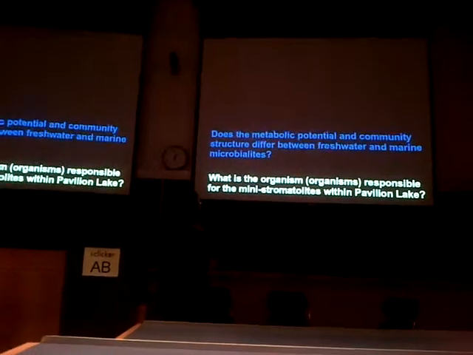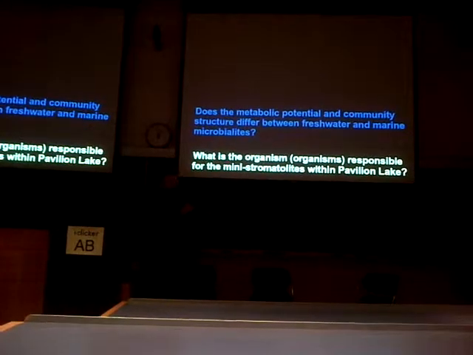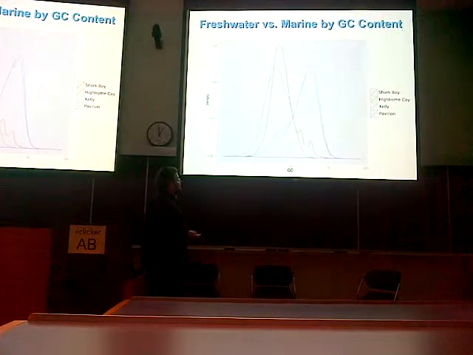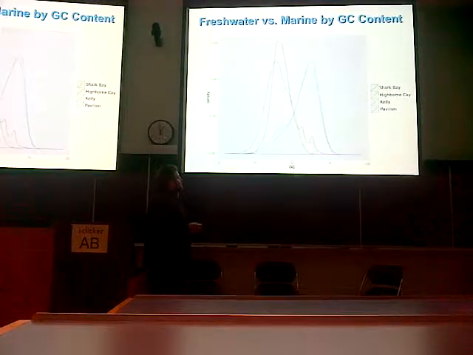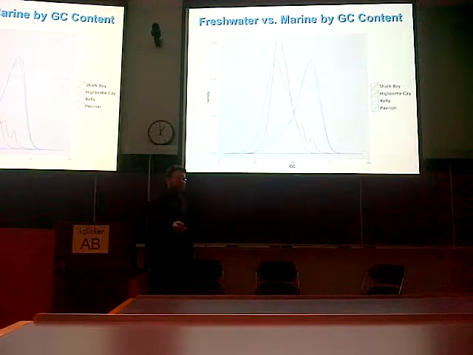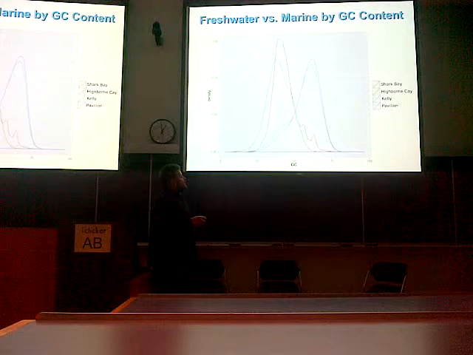So what does the metabolic potential of the community structure differ between the freshwater and marine? Taking that same proxy and expanding it to the global idea, once again, I can use GC content right off the bat, and I can take 3 replicates from Shark Bay, 3 from Highborn Cave, which is another microbialite forming site in the Bahamas, Pavilion Lake and Kelly Lake.